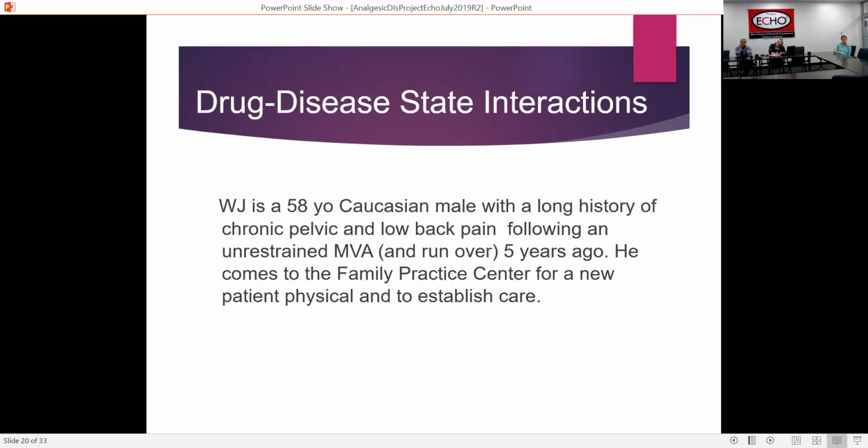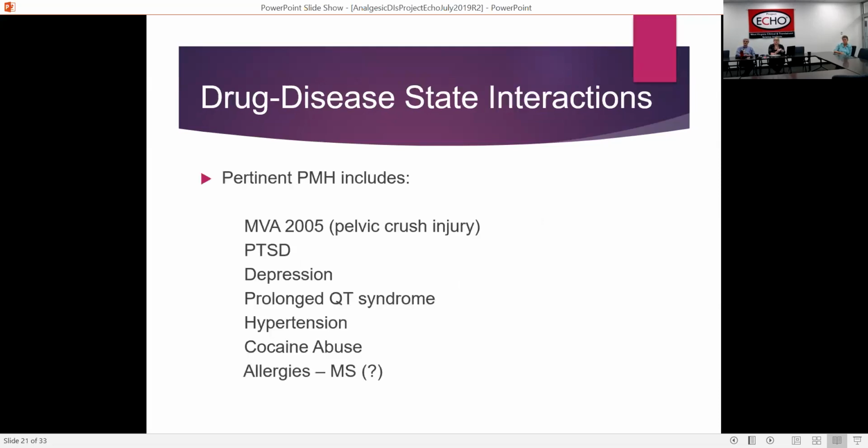You have a middle-aged man who has a long-standing history of chronic pelvic and low back pain, and he was in an unrestrained motor vehicle accident around 2014, okay? So he comes to the family practice center for a new patient visit and to establish care. So there's a typo. The MVA was 2014. He had a pelvic crush.